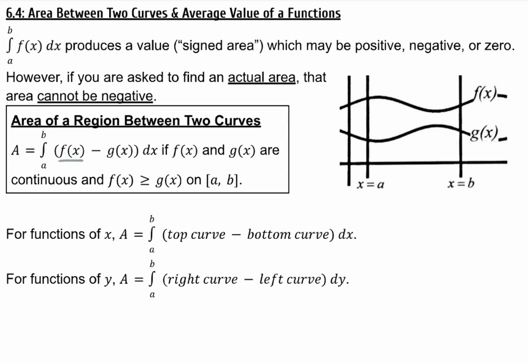The integral of f of x from a to b is the area under this curve. The area under g of x is not part of the area we want to find. And that's why if you take the area below f of x and you subtract the area below g of x, then you will get the area between the two curves.